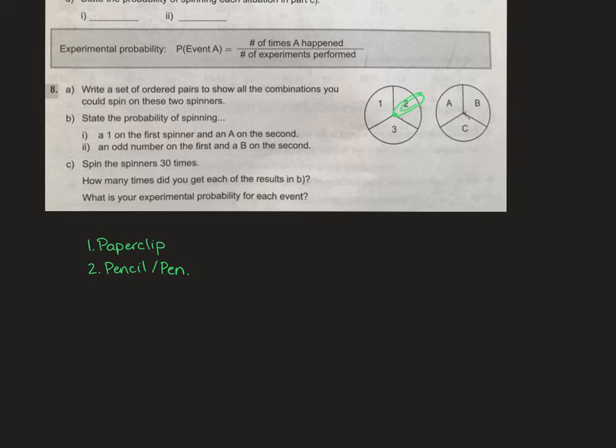Now you'd be looking at how many times you got each of the results in B. I believe when they're asking for each of the results, they might be looking for these two outcomes. And they're asking what is your experimental probability for each event. So your experimental wouldn't be the theoretical. There's like one way of getting 1A out of 9 outcomes.